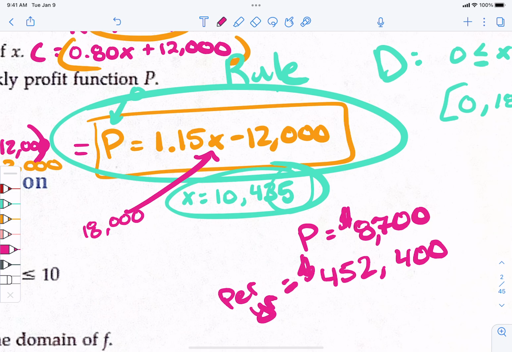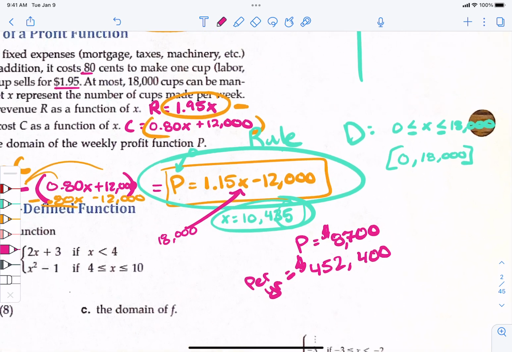But that's how much the whole production company is making. I hope I only have 1 employee. That would really suck, because that's not a whole lot of money per year if I'm running a whole factory. If I'm producing 18,000 items a week out of this factory and I'm only making 452,000 a year, maybe whatever we're producing is small. What are we making? Cups? It says 80 cents to make 1 cup. Labor, materials, and shipping.